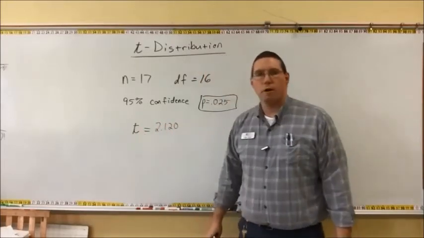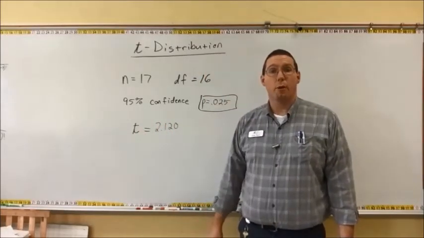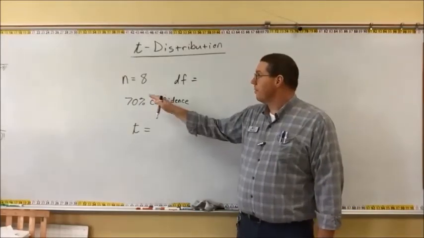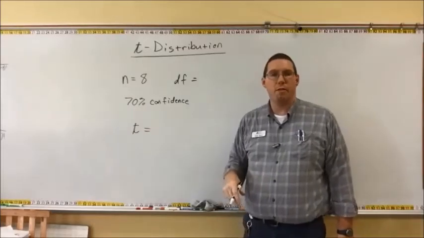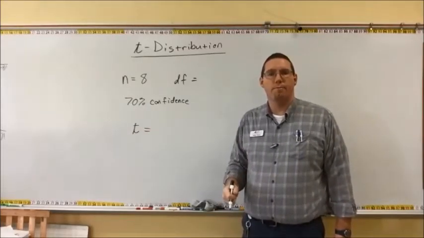2.120. There's our t statistic. Let's do another one. Okay, so here we've got a sample size of 8 and we want to do a confidence interval with 70% confidence. Why don't you pause the video and try it on your own?